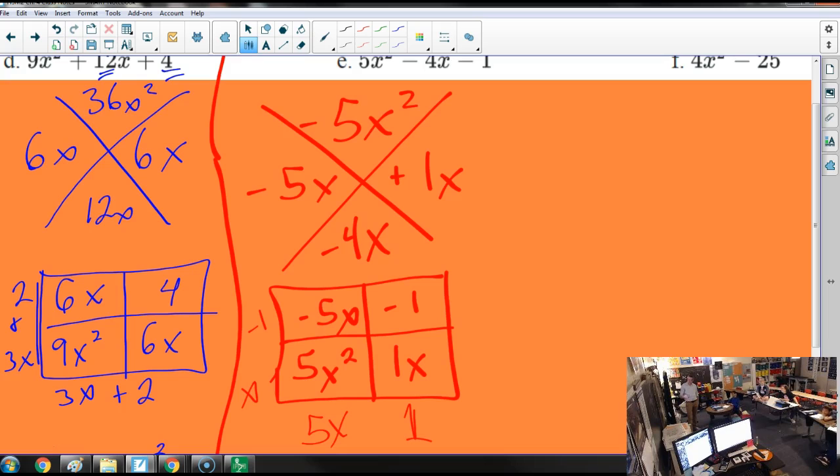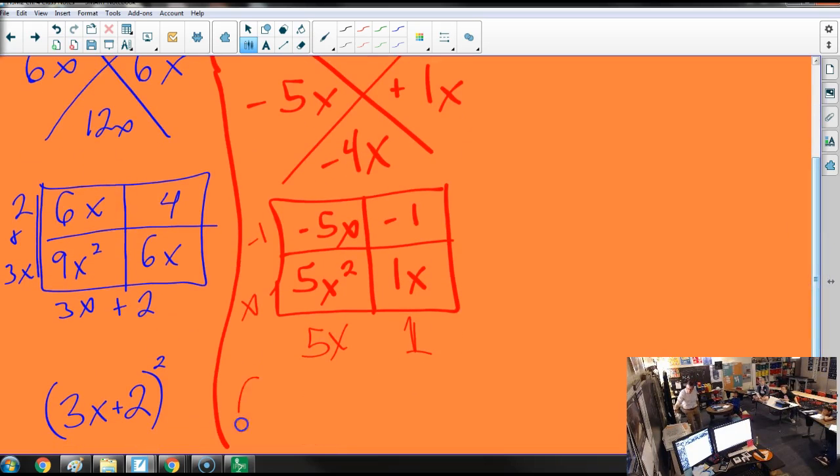And so it's like one x. It's red. So it's x minus 1, 5x plus 1. But it is possible, right?